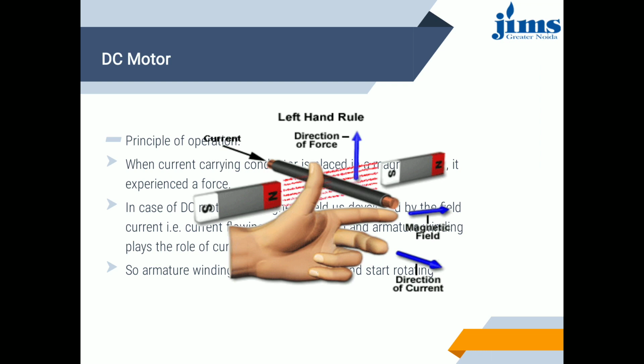So what is the principle and working of DC motor? When current carrying conductor is placed in a magnetic field, it experiences a mechanical force which is given by F is equal to IBL.